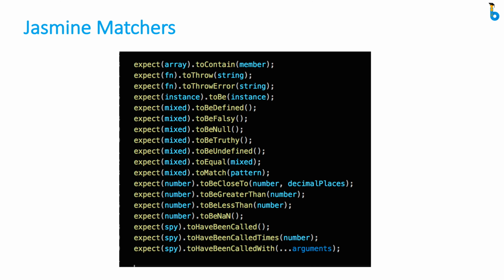And Jasmine has some inbuilt matchers that evaluate our expected results. If you have an array and want to evaluate whether it has some number, we can use expect by passing the array and toContain with some number. It has a lot of predefined Jasmine matchers you can explore on the Jasmine website.